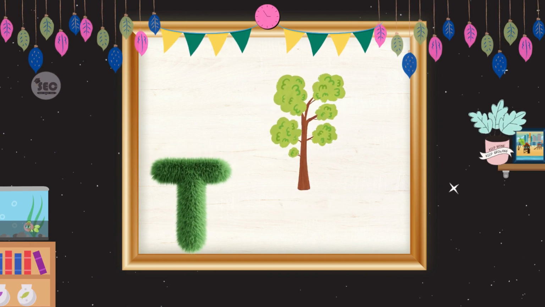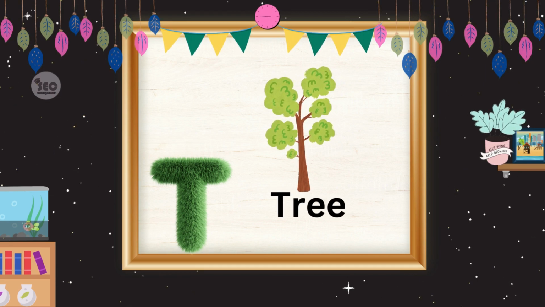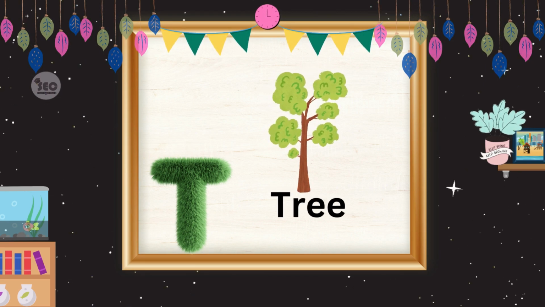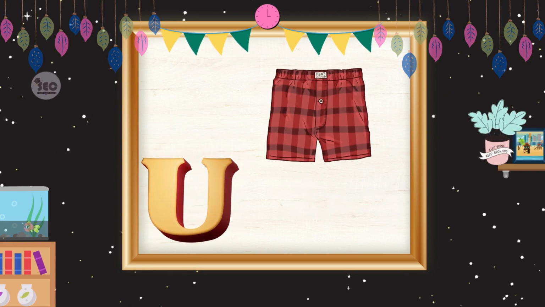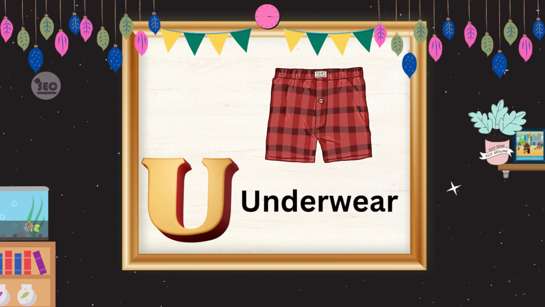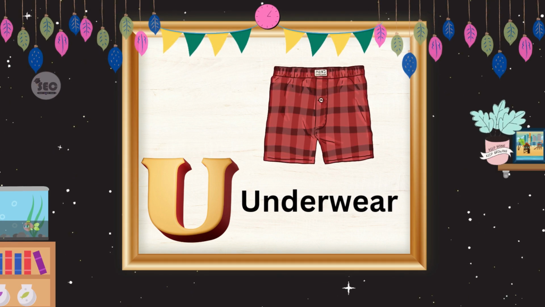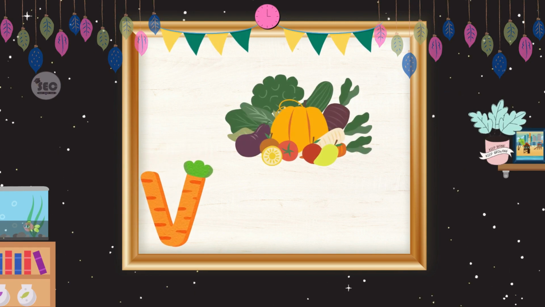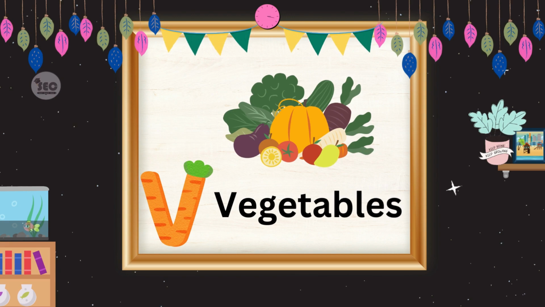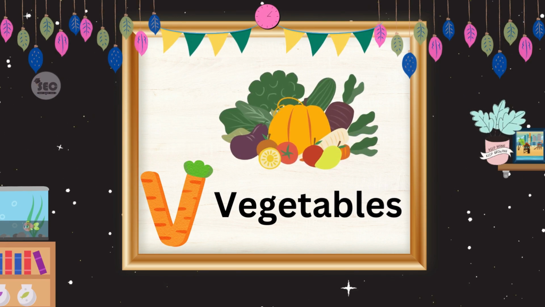T for tree. T-R-E-E. Tree. U for underwear. U-N-D-E-R-W-E-A-R. Underwear. V for vegetables. V-E-G-E-T-A-B-L-E-S. Vegetables.